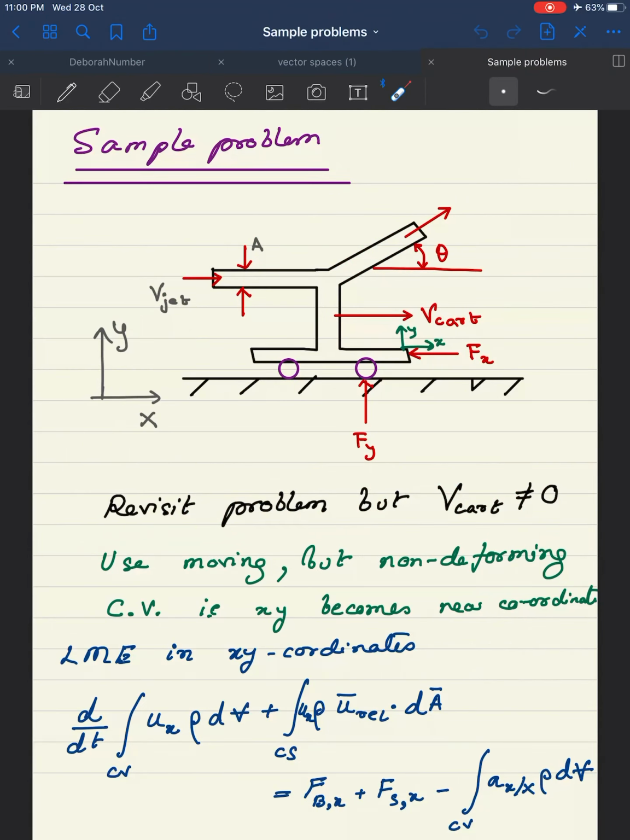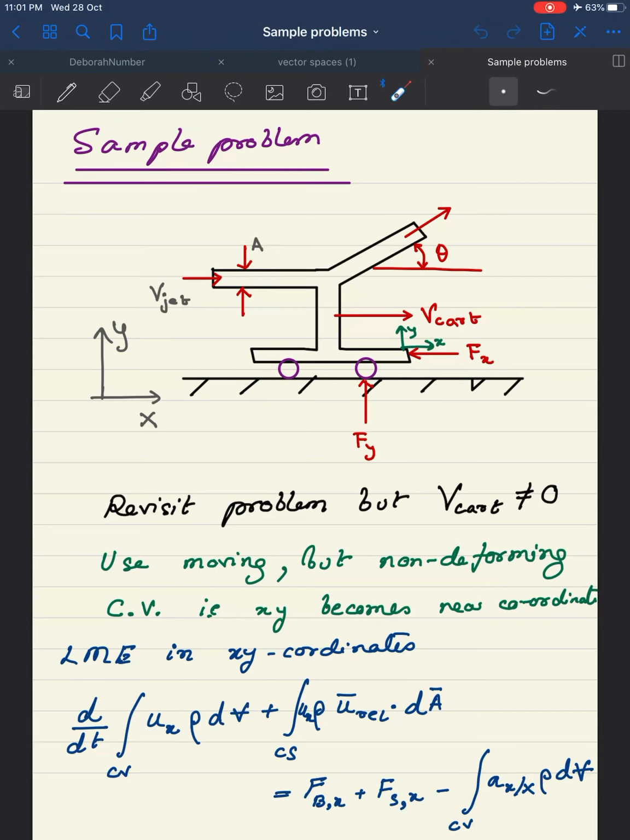Now, what I have done here is revisit this particular problem, and here we had this cart. If you remember, we had done this problem some time ago, where this jet is coming in and going out through this path, and the areas of this cross section and this cross section are the same, and here the jet is being deflected by theta. The earlier question was what are the forces required to keep v cart equal to 0, or basically what are the forces required to keep the cart stationary.